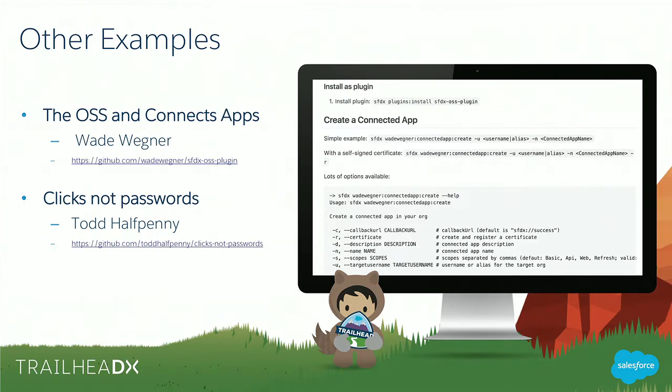Another really cool one that I love is Todd Halfpenny's Clicks Not Passwords. What he did is take all of the Salesforce CLI authenticated orgs and put them into a system tray on Mac. Now all you have to do is click on your system tray, and it shows you all the orgs that you authenticated into via the CLI. It could be your Dev Hub, your production, your packaging orgs, your sandbox orgs, and you just click on it and it takes you right to the browser and opens it up. So you no longer have to worry about where's my password, all of that stuff. You just click on the one you want and you're in.